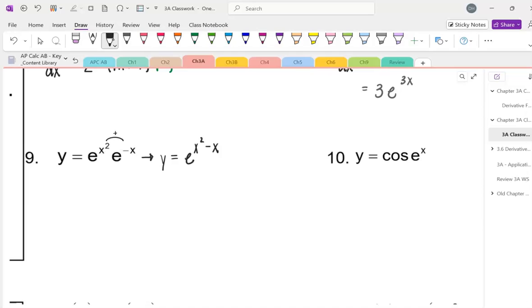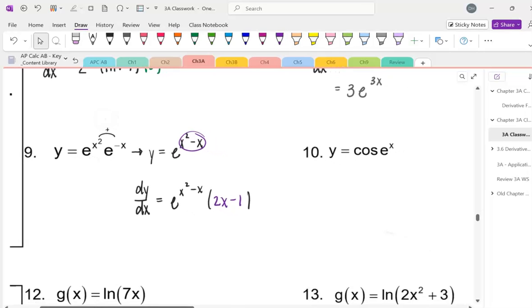So when we take the derivative, and again, do not get messed up with the different ways to write the derivative notation. You could put dy over dx or y prime. So we're going to take the derivative of the outside, so it's a rewrite. Natural log of e, which is just 1. And then you multiply by the derivative of the exponent. So we've got 2x minus 1 as our final answer.